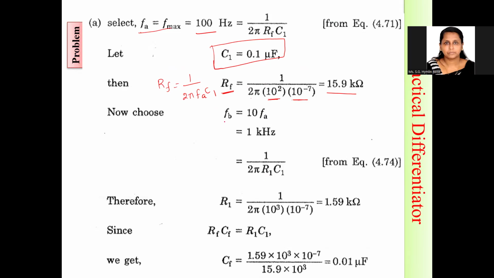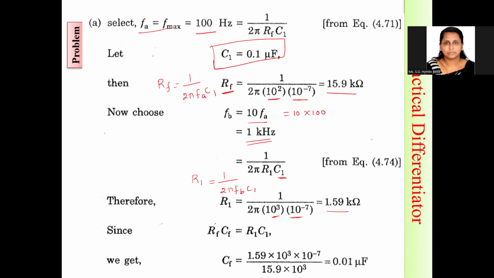What is the second condition? fb is chosen as 10 times fa. fa is 100 hertz, so 10 into 100 becomes 1 kilohertz, that is 1000. The formula for fb is 1 by 2 pi R1 C1. We know the value of fb, so we can calculate R1 as 1 by 2 pi fb C1. Substituting fb as 10 power 3 and C1 as 10 power minus 7, you will get 1.59 kilo ohm.